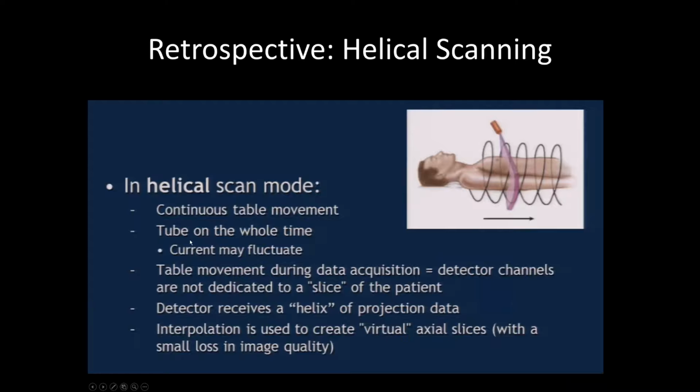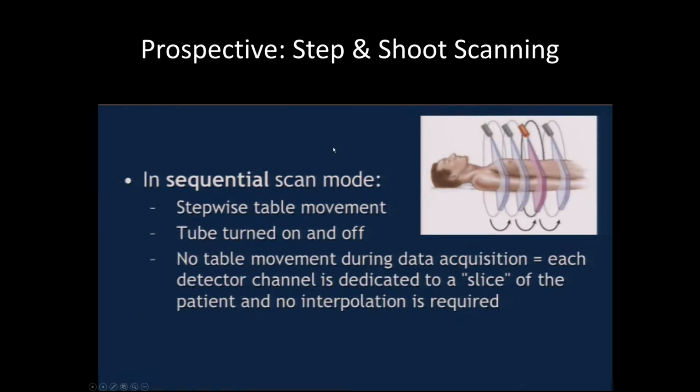So kind of going over in some detail the differences between retrospective helical scanning. What you're doing is you're basically overlapping data on top of itself. The patient is continuously moving, and you're acquiring data on top of itself in sort of a helix pattern. And then what you're doing is you're going back, well, I guess I don't have the other images.